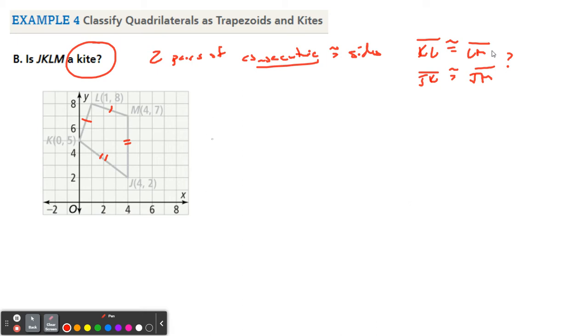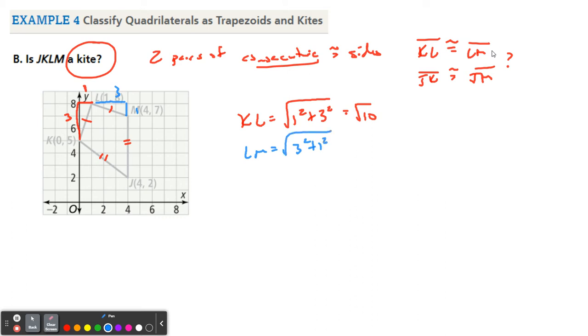So let's do KL first. I'll use a different color for each one. For KL, I'm using the distance formula, where I create my right triangle. Find my horizontal distance 1, find my vertical distance 3, and I'll take 1 squared plus 3 squared in the square root. That's the square root of 10. Now I'll do the same thing for LM in blue. I'll create my right triangle, 3, 1. That is 3 squared plus 1 squared, and that is the square root of 10. So they are congruent. So from here, I know that KL is congruent to LM.